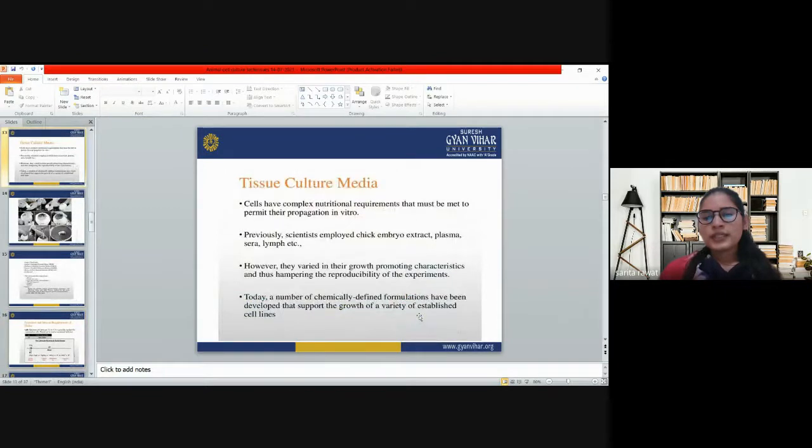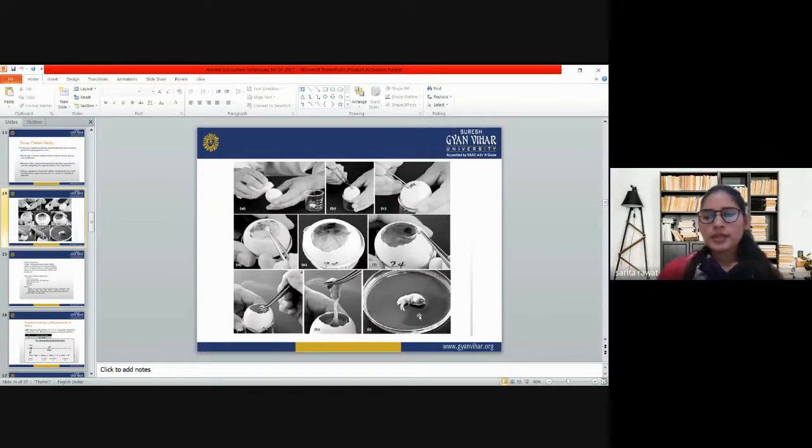So what is tissue culture media? Basically the cells have complex nutritional requirements that must be met to permit their propagation in vitro. Previously scientists used chick embryo extract, plasma, sera, lymph, etc. However, they varied in their growth promoting characteristics, thus hampering the reproducibility of experiments. Today a number of chemically defined formulations have been developed that support the growth and establishment of a variety of cell lines. So this is the whole process of embryo extract making from the egg.